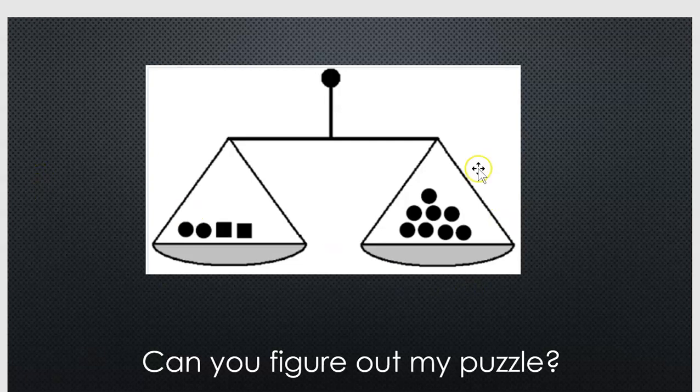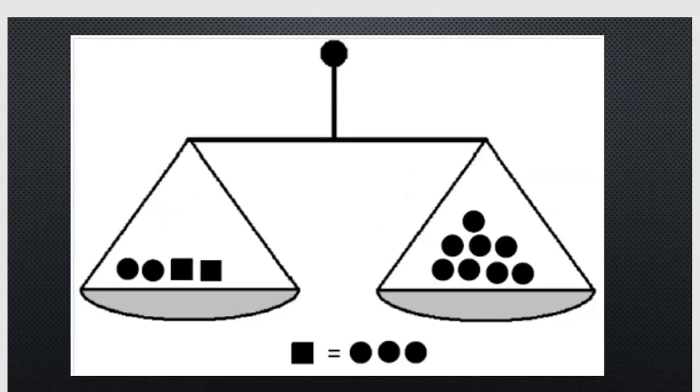Well, if we count up the circles on the right-hand side, we've got 1, 2, 3, 4, 5, 6, 7, 8. On the left-hand side, we have 1, 2 circles and then 2 squares. If you've come up with the idea that each square is equal to 3 circles, then you're absolutely correct. If the mass of one square is equal to the mass of 3 circles, then for this square, 1, 2, 3 circles, and then 4, 5, 6, 7, 8 circles, which is exactly what we have on the right-hand side, and then they balance.